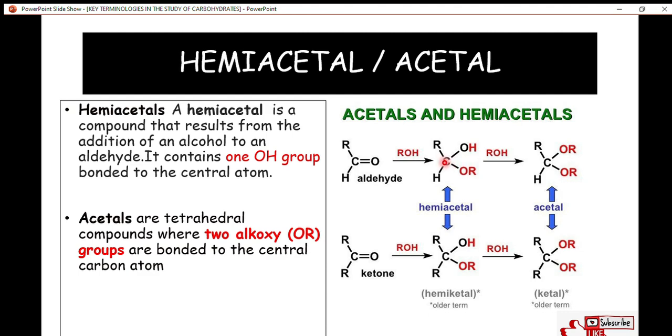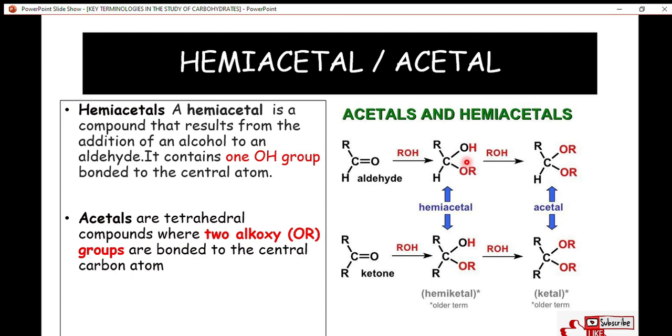So it's a tetrahedral carbon. A tetrahedral carbon means it has 4 bonds. We have one bond here, which is the R, a hydrogen bond here, an alkoxy bond here, and a hydroxy bond here. So a tetrahedral carbon with one hydroxy group is a hemiacetal. We use it in the study of carbohydrates, so it's very important that you pay attention to it, so that you will not be confused when you meet these terms.